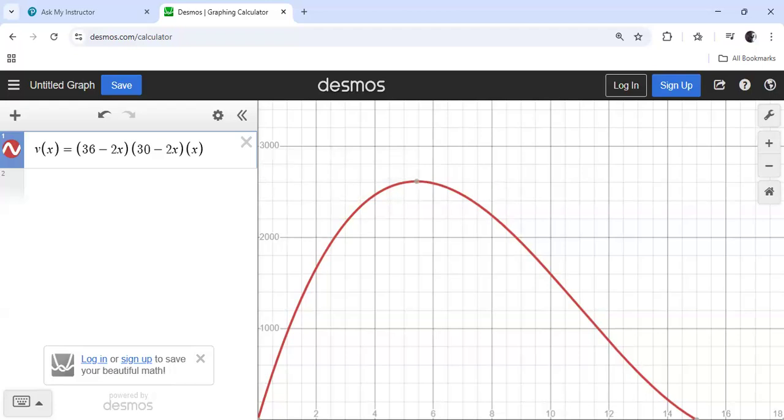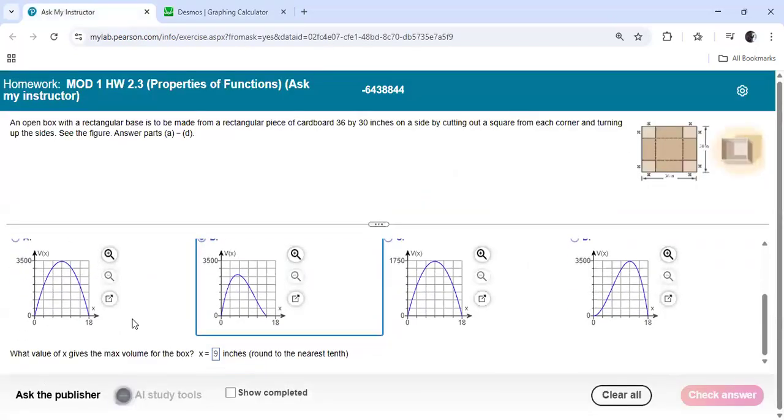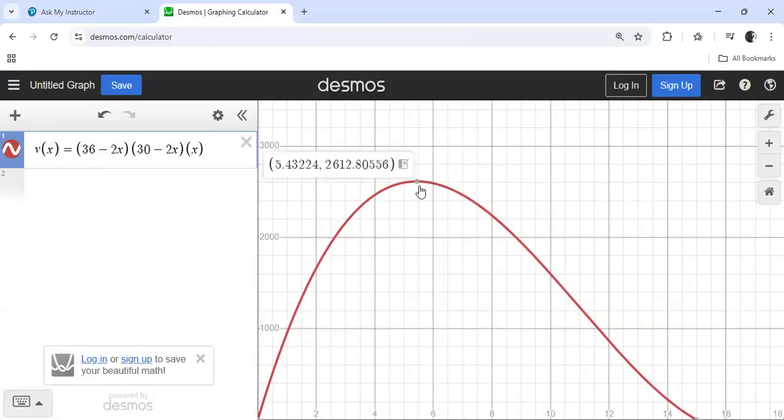Okay, so the question specifically says, what value of X gives the maximum volume for the box? So let's look over here. So X is the cut that you make, 5.43. That would be just how long do you want to make a cut? So that's just in inches. And if it then finally asks for what is the maximum volume possible, I don't think it does ask for that, but that would be the other number, the 2612.82, 881 actually.